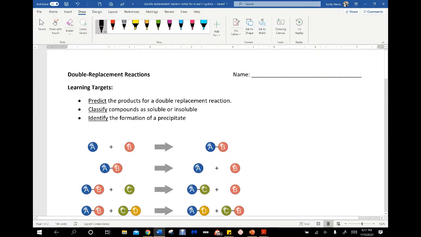Right, so this lesson is on double replacement reactions. And our goals for the end of this lesson are: 1, to be able to predict the products for this type of reaction; 2, to be able to classify those products as either soluble, able to dissolve, or insoluble, which does not dissolve; and then identify the formation of a precipitate.